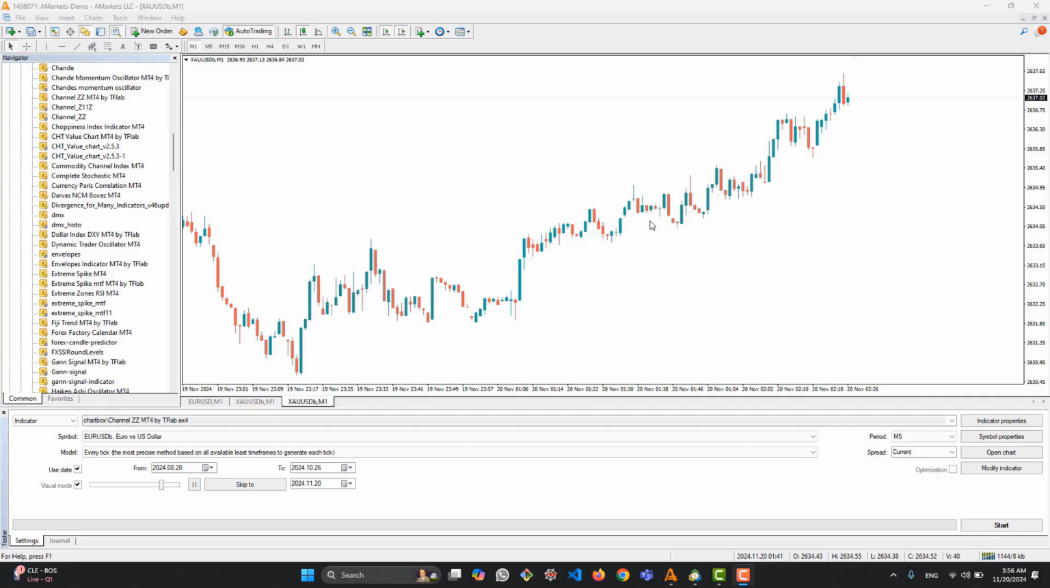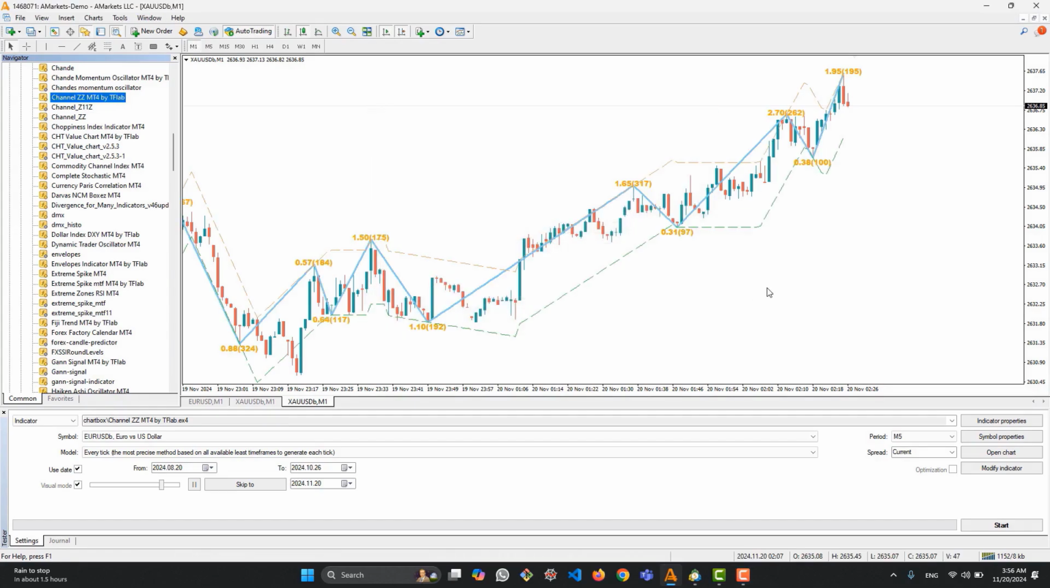Hello. In this video, I'm going to review the Zig Zag channel indicator on the MetaTrader 4 and MetaTrader 5 platforms. This indicator is similar to the Zig Zag indicator, except that it also shows a channel around the zigzag lines.